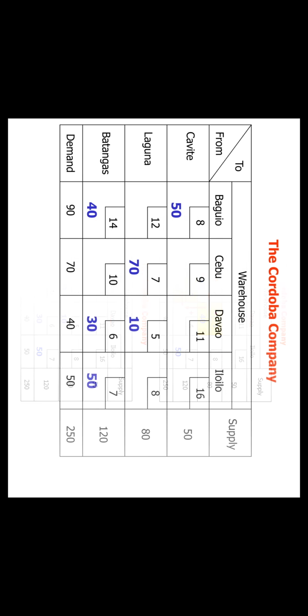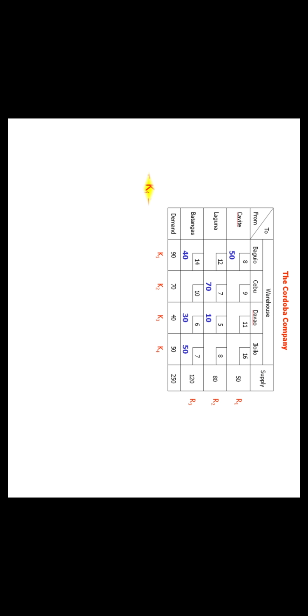Let's now analyze our second tableau. So we again repeat the entire process, beginning with the assignment of the row and column indicators to each row and to each column. After which, we focus our attention on each used cell and apply the formula R sub i plus K sub j equal to C sub i sub j. Again, I would be using left to right, top to bottom direction.